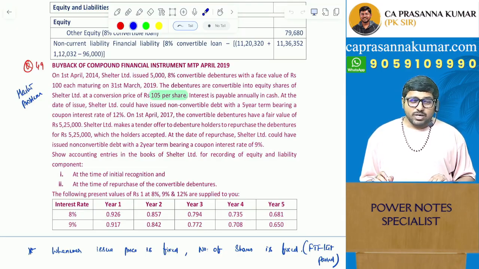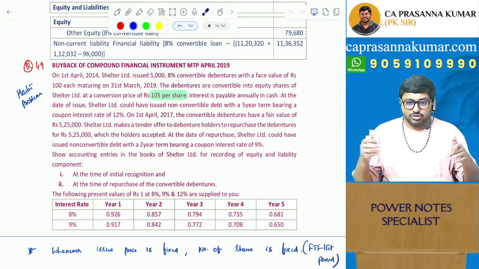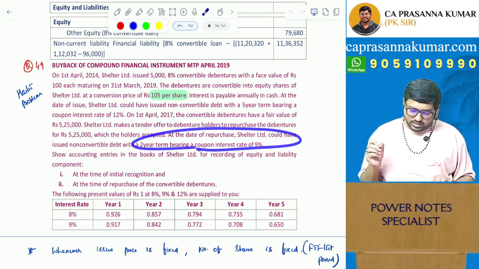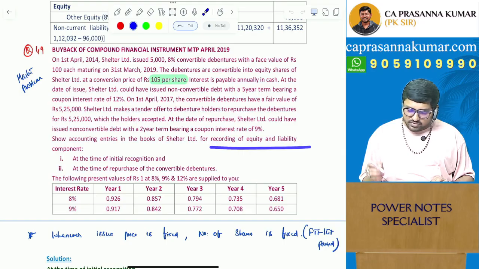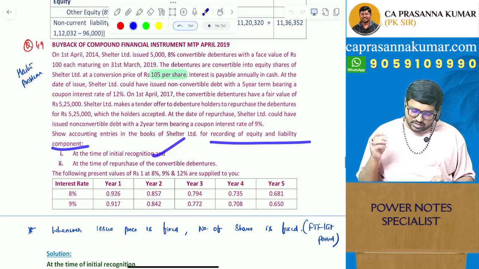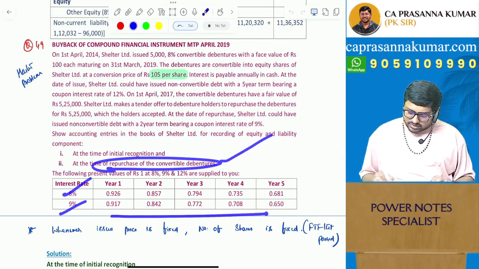You understand the point? Why do we need to find fair value? Because we need to split the so-called buyback price between the liability portion as well as the equity portion. Just now we have discussed. For that we'll be using this. Show accounting entries in the books of Shelter Limited for recording of equity and liability component at the time of initial recognition as well as at the time of buyback. The 8% and 9% discount rates are given.